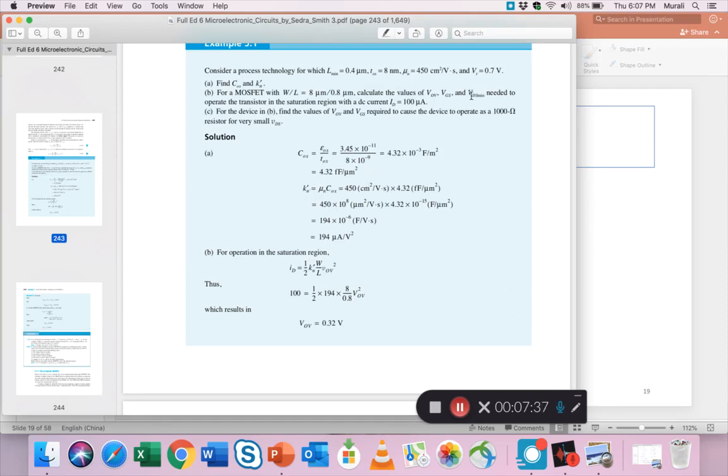numbers, high and low numbers, such as Kn prime, Vt, Cox, right? All of these values. And then the aspect ratio, width by length, because that is given here, as generally width by length is given in this form. Okay? All right. So I will move on.